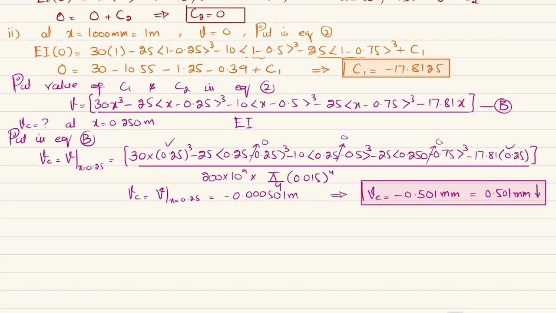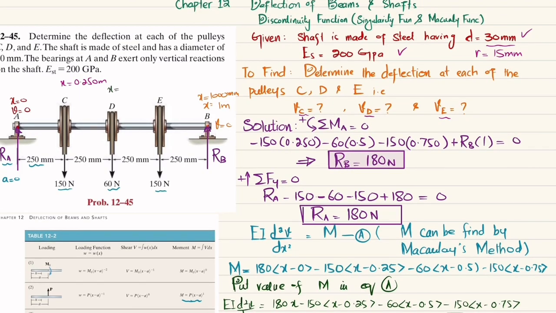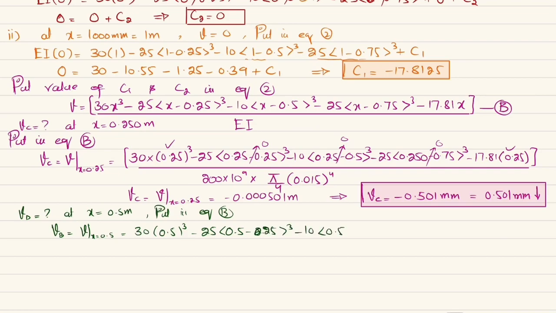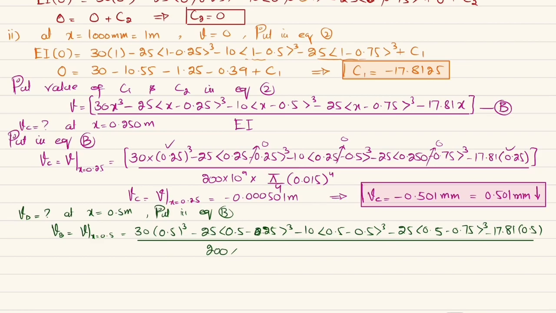Now we will move toward deflection at pulley D. So x will be equal to 0.5 meter. So we will find deflection VD at x is equal to 0.5 meter. Put the value in equation number B. So you will get VD is equal to V at x is 0.5, and you can just put the value: 30 into 0.5 whole cube minus 25 into 0.5 minus 0.25 whole cube minus 10 into 0.5 minus 0.5 whole cube and minus 25 into 0.5 minus 0.75 whole cube minus 17.81 into 0.5. We will divide it by E into I. So E is 200 gigapascal, so 200 into 10 to the power 9, and I for circular rod is pi by 4 r to the power 4, so r is 0.015 power 4.